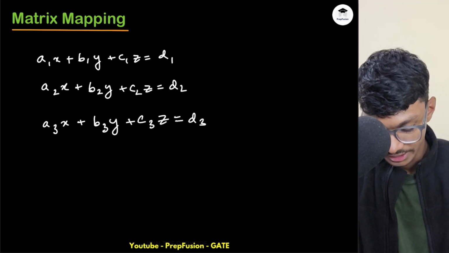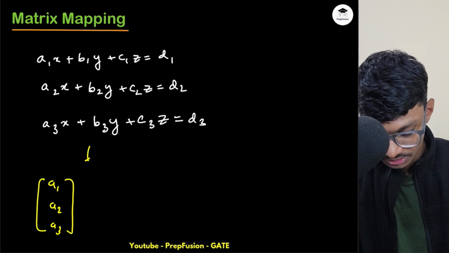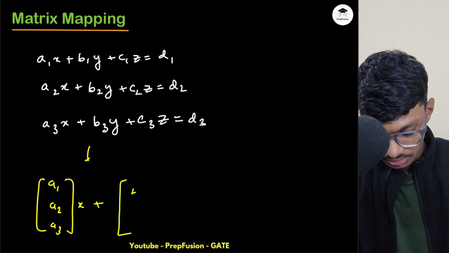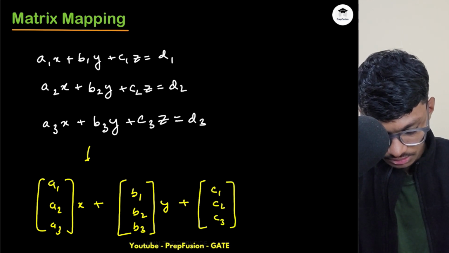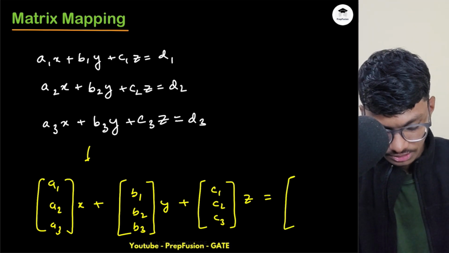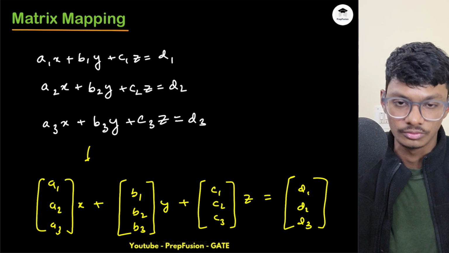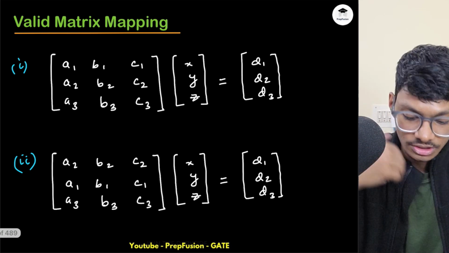So basically what we used to write was a1, a2, a3. These are the coefficients of x, and x is written over here. This is plus b1, b2, b3 and y, plus c1, c2, c3 and z. And this is obviously d1, d2, d3. Now this is called the matrix mapping, which I have already done previously when we were doing the vector interpretation. So basically, which are valid matrix mappings and which are not valid matrix mappings.